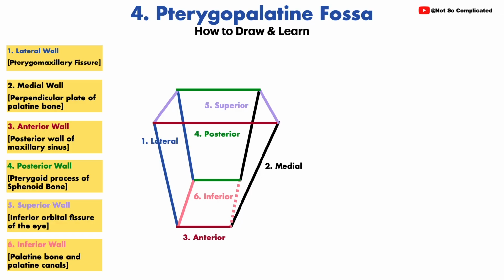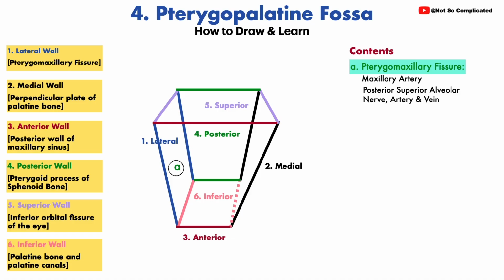Alright, so now talking about the contents, there will be a lot of fissures and fossas inside these walls. There will be connections between different organs in these walls, and talking about that, there will be a fissure in the lateral wall, and this lateral wall fissure will be called pterygomaxillary fissure, and there will be structures passing through this wall. Alright, so the first structures passing through this wall are the maxillary artery, and the posterior superior alveolar nerve, artery, and vein. So four structures have passed already.